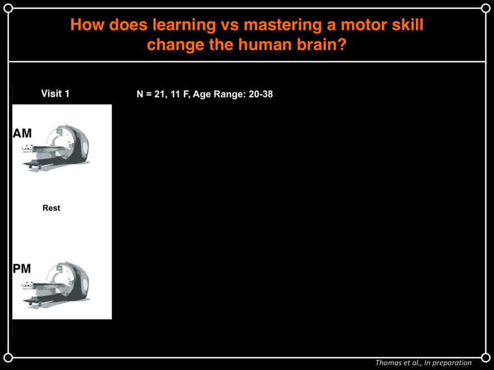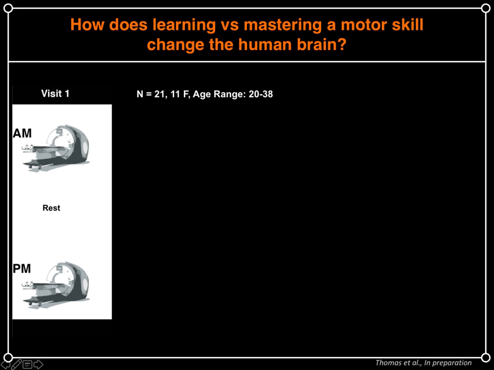The question that we were interested in was how does learning versus mastering a motor skill change the human brain? Going by the framework that we were talking about, we wanted to show that any change that we evoked was specific to the task, correlated with behavior, and so on. So we designed a longitudinal study where each subject would come over multiple visits. We scanned them at, let's say, 10 in the morning for 2 hours, gave them 2 hours of rest, and then scanned them again for 2 hours.